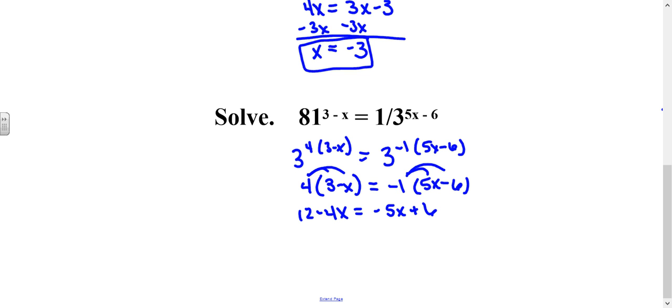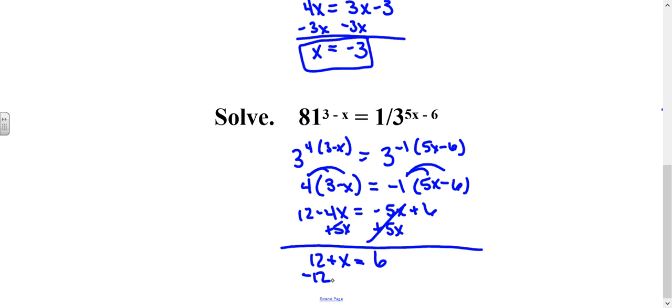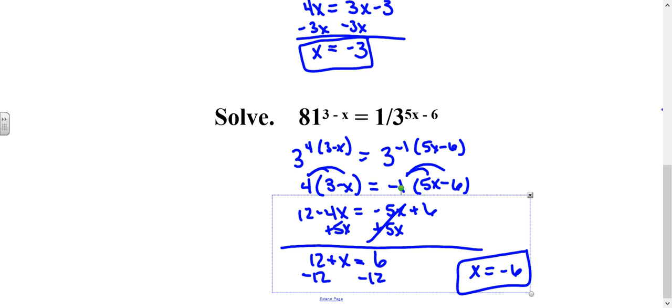And then since I have x's on both sides, I want to cancel one of these out. I'm going to cancel out the smaller one, but it really doesn't matter. So if I add 5x to both sides, I get 12 plus x equals 6. So I'd subtract 12 from both sides. So I get x equals negative 6 as my answer.